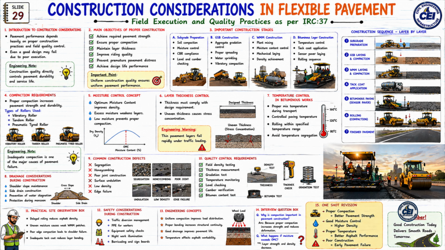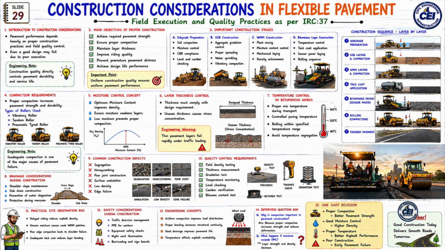GSB construction. Aggregate gradation control. Proper spreading. Water sprinkling. Vibratory compaction. Now let's look at C. WMM construction. Plant mixing, moisture content control, mechanical laying, density achievement. Now let's look at D. Bituminous layer construction, temperature control, tack coat application, paver laying, rolling sequence. And this is the complete pavement construction process.